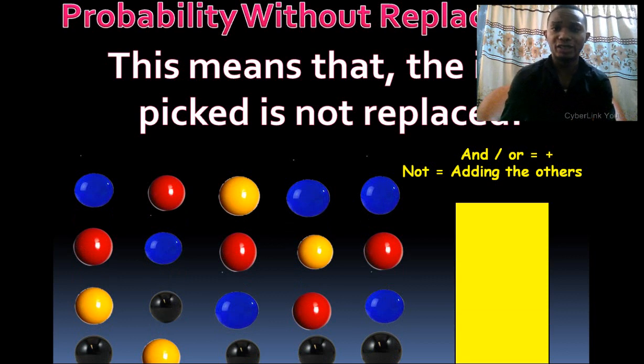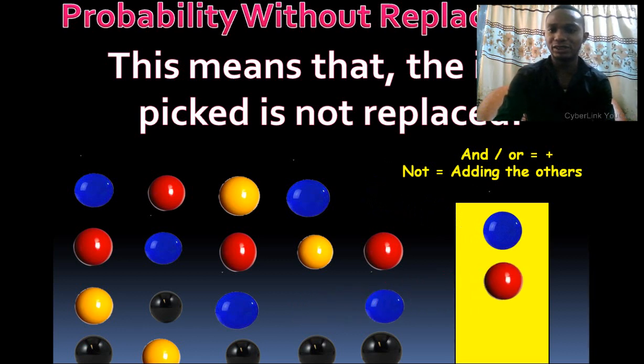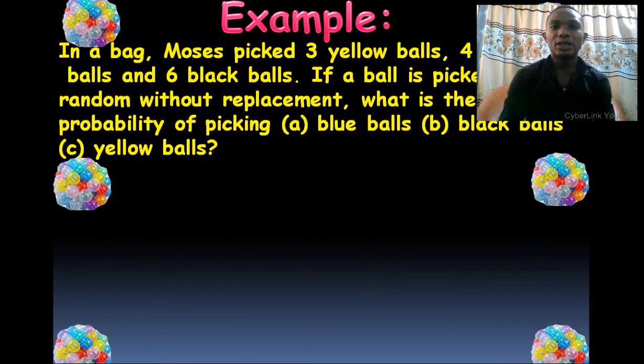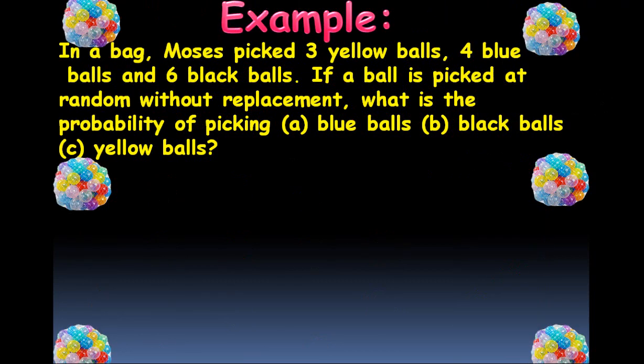Okay, now let's look at this to explain probability without replacement, what I actually mean by without replacement. When a ball is picked, you can see that the blue ball is picked without replacing. The red one is picked without replacing. The black one is also picked without replacement. From this you will see that the more a ball leaves, there's actually a reduction in the total number of the balls, right? Okay, now let's look at this example.